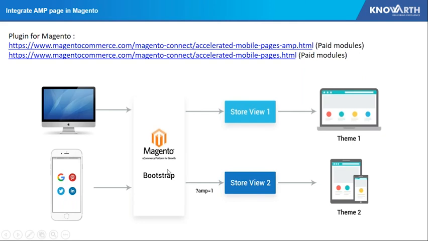So when Magento is bootstrapped, it will check whether the request is for the AMP page or for the regular HTML page. Based on that, the theme will be selected and the request will be displayed in the browser.